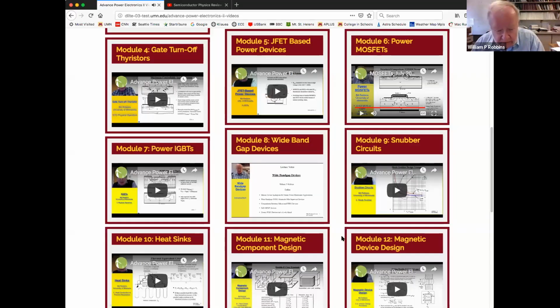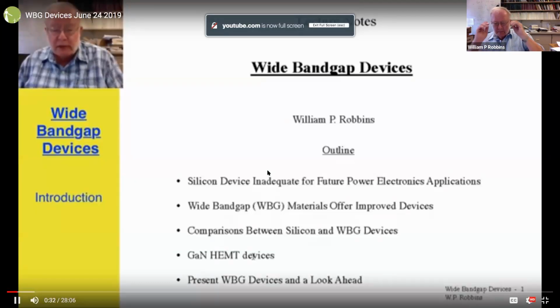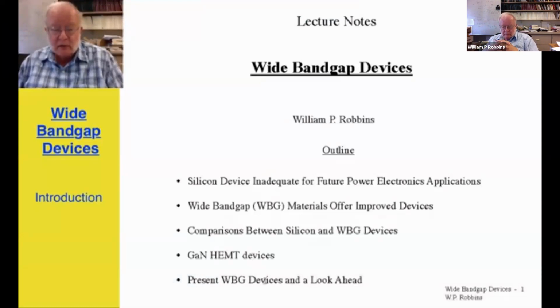And the next thing I need to do is about wide bandgap devices for power electronics. I'm going to cover what's shown in the outline below. I'll first discuss why silicon devices are going to be inadequate for future applications. I'll then talk about the wide bandgap materials that will offer improved devices. I'll do some comparisons between silicon and wide bandgap devices. I will then talk about a relatively new power electronic device, the gallium nitride high electron mobility transistors. And then finally I'll conclude with what present day wide bandgap device capabilities are and a look ahead.